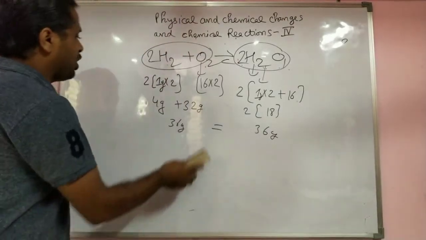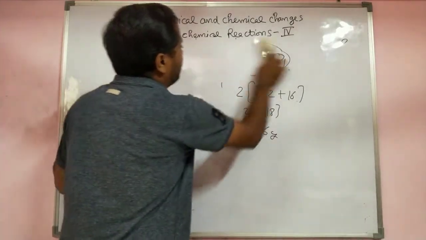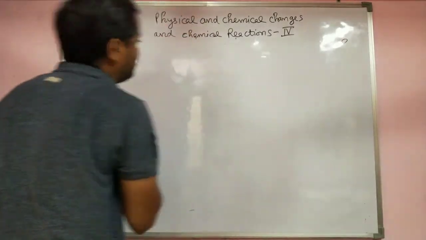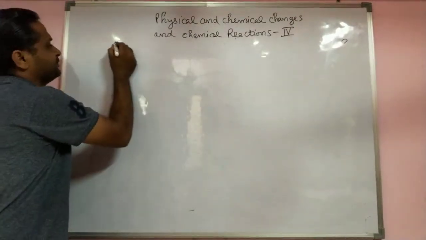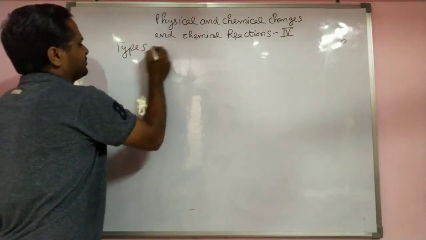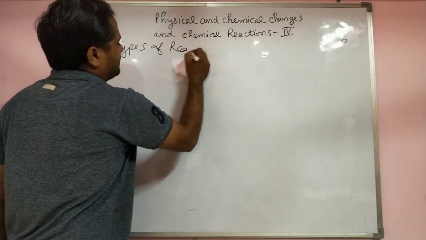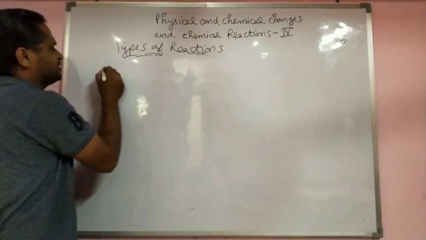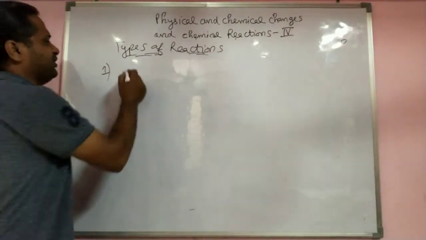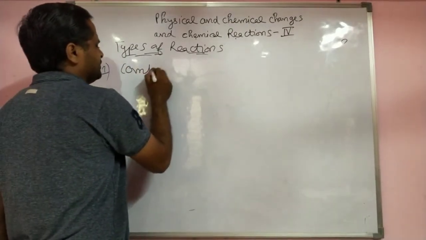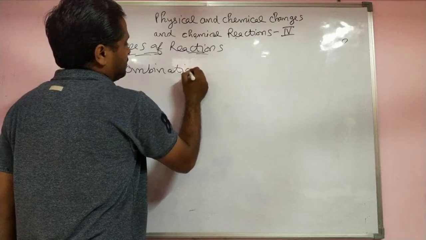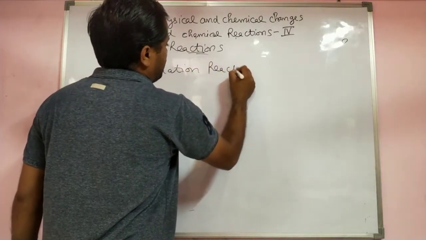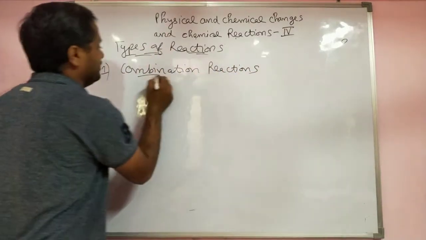Now we discuss the types of reactions. Different types of chemical reactions. The first one is a combination reaction. See the word combine.